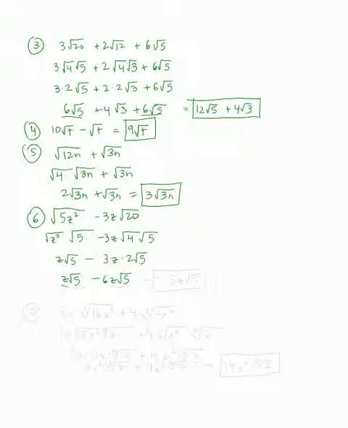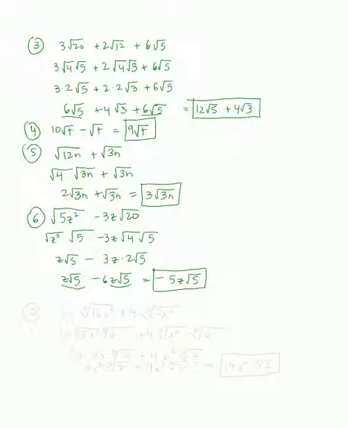Now notice they both have a z root 5. The first one is a 1z root 5 minus a 6z root 5. That gives us negative 5z root 5. And that's our answer.